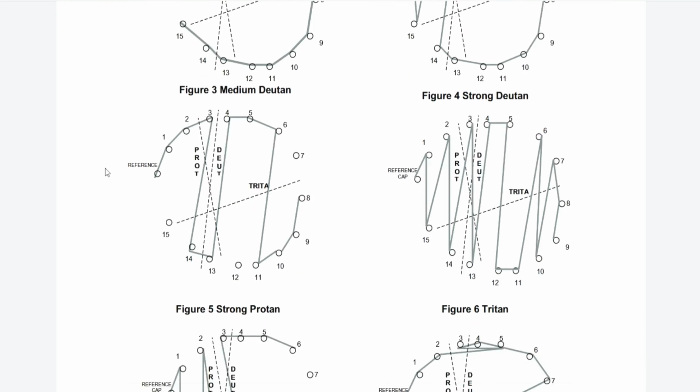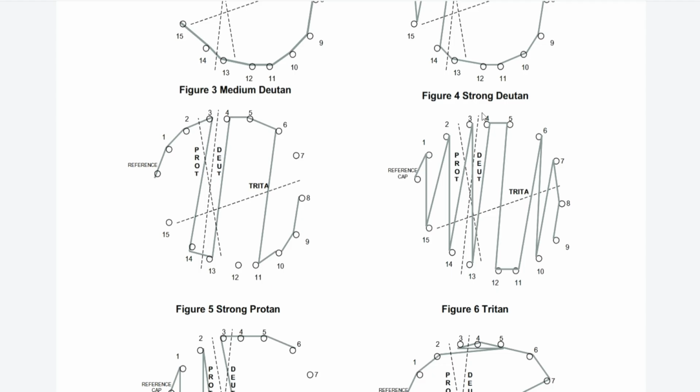If we go down to figure 3, this is now where it becomes more severe. This is medium Deuteran. So the line is going across to 3, then rather than go to 4, it goes down to 14, then it goes to 13, then back up to 4. So that's 2 errors there already. And then you've got another third error there. So that's more than 2 errors already, which makes it medium Deuteran.